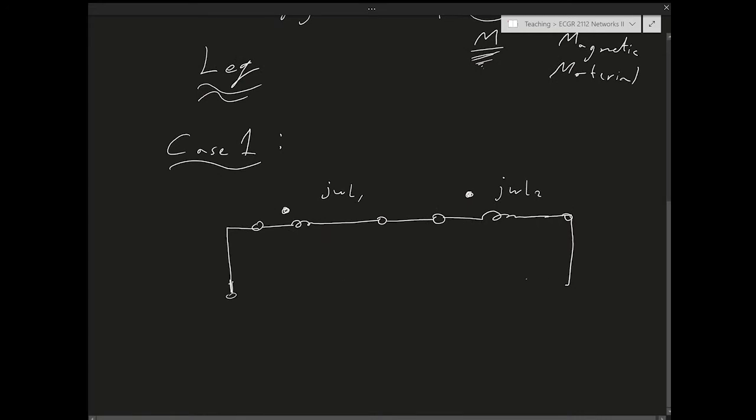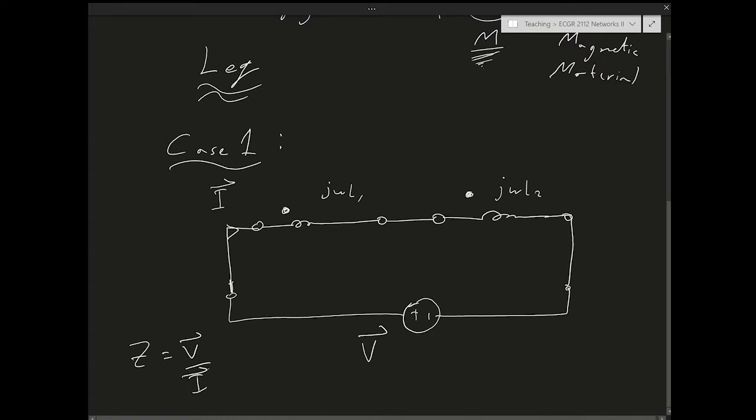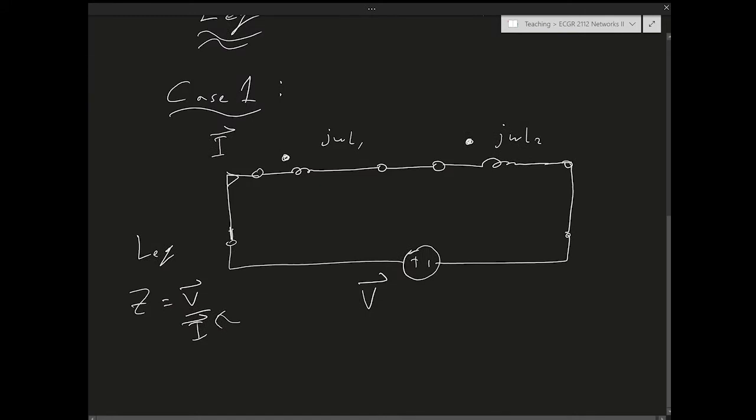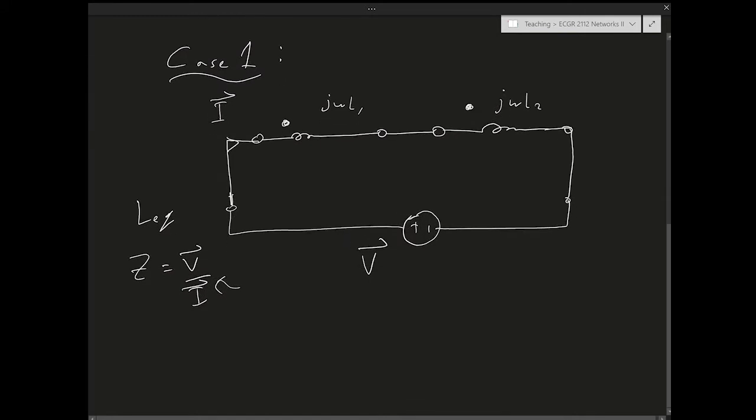Well, I could apply a test voltage, call it V, a phasor. This is all in the frequency domain. And I could connect a test voltage and measure what the test current is. And then Z is just V over I. And then when I find this expression, I need to see what is the equivalent L that will give me the same Z. That's the best way of approaching it. In fact, that's the only way of approaching it.